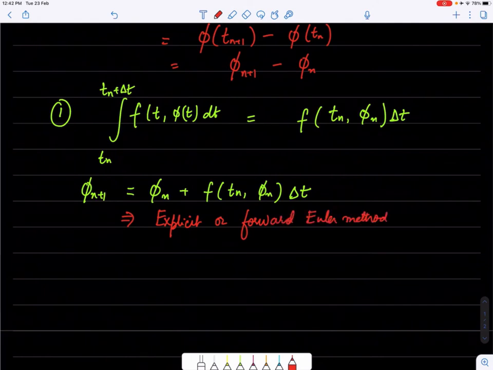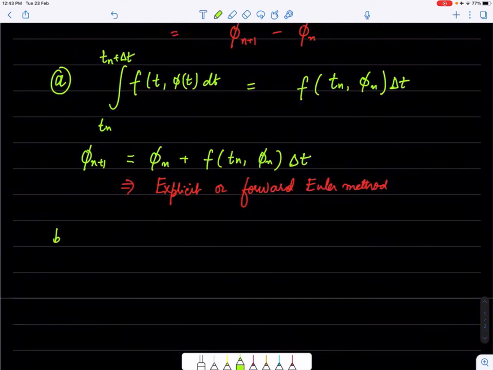It's called explicit because the right hand side, which is the integrand, is independent of any values at time tn plus 1. Just knowing the values of the function at time tn, so knowing phi n and tn, I can evaluate phi n plus 1. So this is an explicit method in that sense. And remember, this calculates the integrand from the initial point of the integration interval.